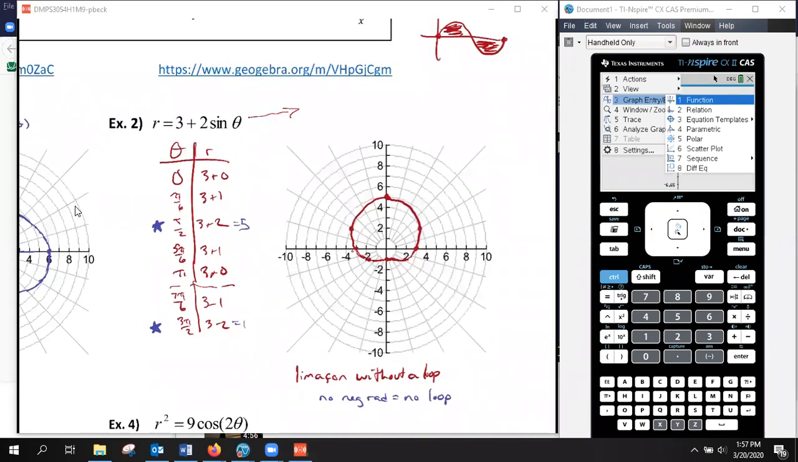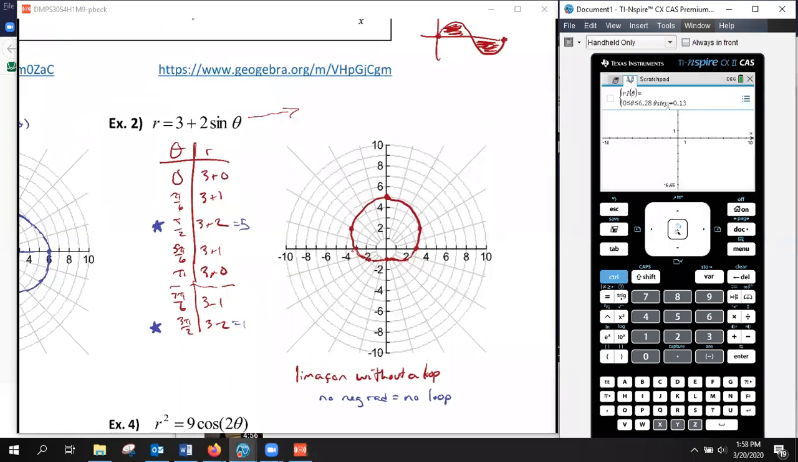So this is a perfect opportunity to go to the Inspire. I'm already on polar, so that's okay. Let me go ahead and generate this graph. This is 3 plus 2 sine of theta, and theta should be under here.